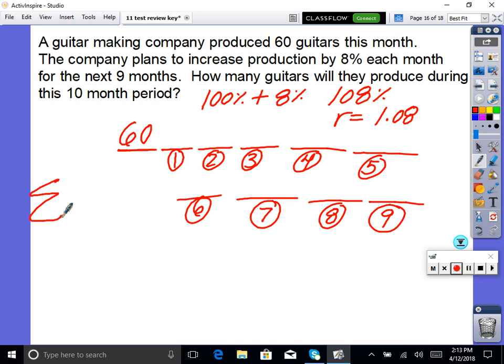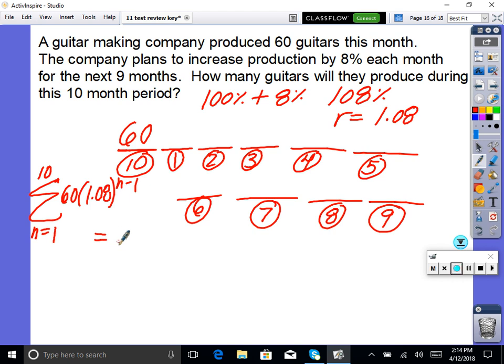We're finding the sum of 1 through 10, because how many total are we summing up? Well, we called this 1 through 9. That's a total of 10. And then right here's our formula. So our a sub 1 is 60 times 1.08 raised to the n minus 1. And then you could type it into your calculator.